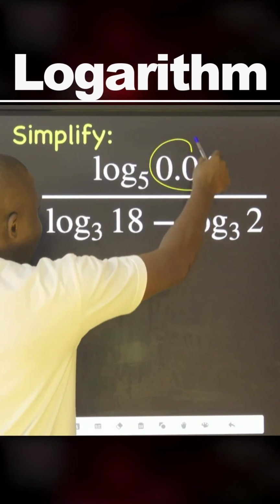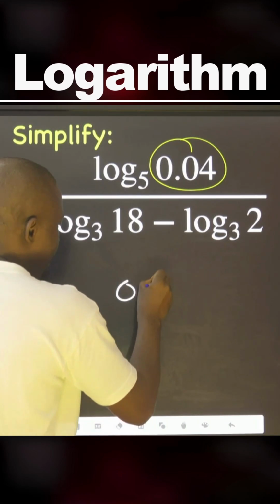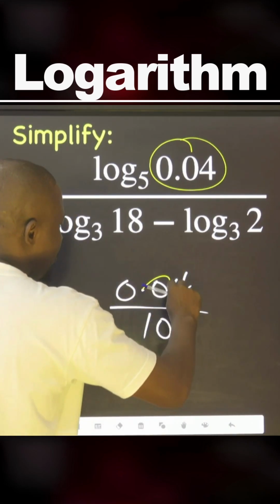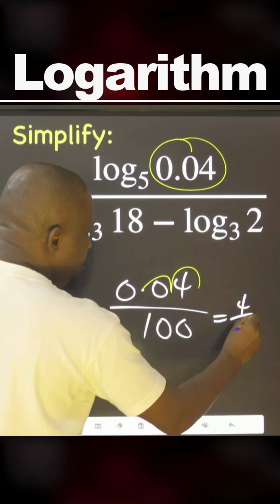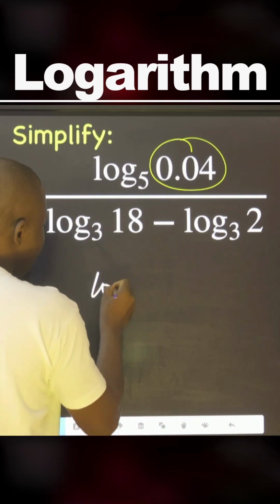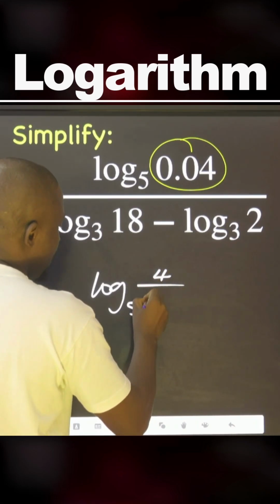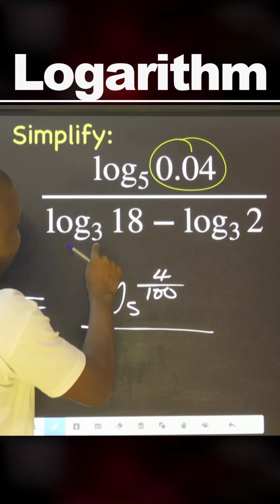What is the meaning of this? It means, okay, you move this dot here, you put 1 0, move again. That is 4 over 100. So we're going to come here now to say 4 over 100 all over. This and this are the same.